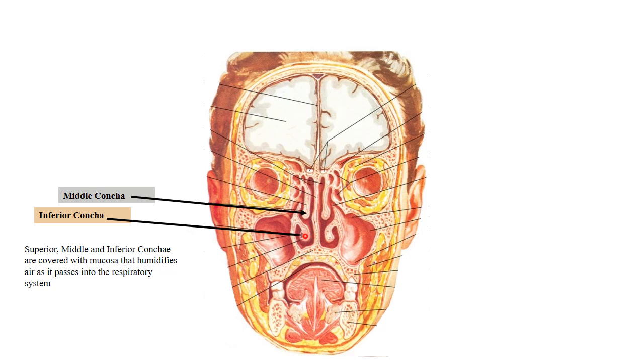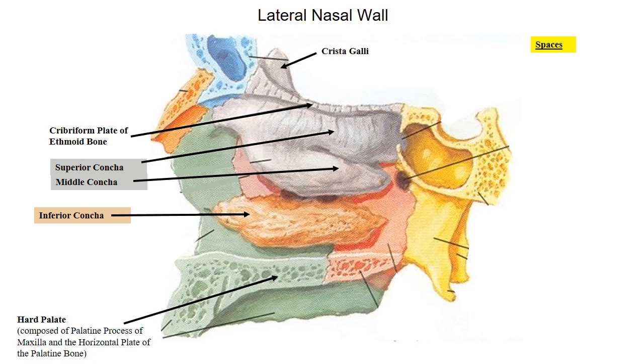Remember, there's a general strategy: nature likes to wrinkle things up to increase surface area. And so the conchae are basically there to increase the surface area of the nasal cavity. Why do we want to increase the surface area? We want to expose as much wet mucosa to that incoming air as we can, to moisten that air as much as possible. That's why the conchae exist: to humidify air as it's passing into the respiratory system. So that's why we have conchae.